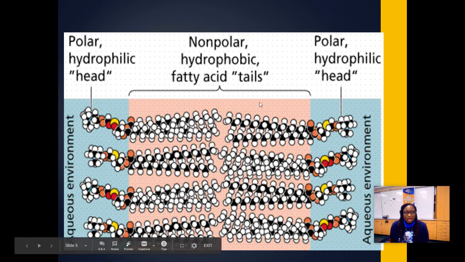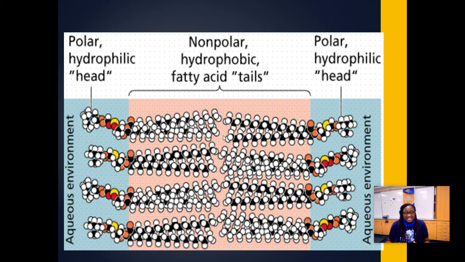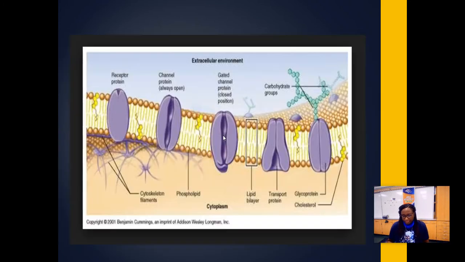So the non-polar, the hydrophobic part of the membrane is on the inside, and the hydrophilic, the water loving part of the cell membrane, is on the outside of the cell and on the very inside of the cell.